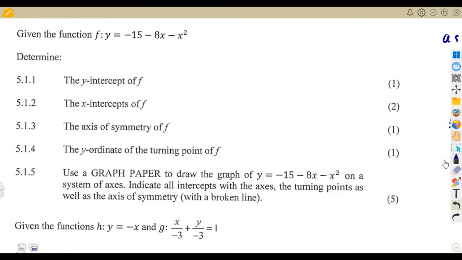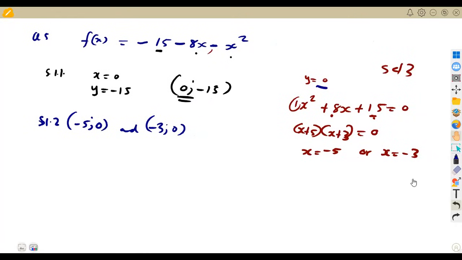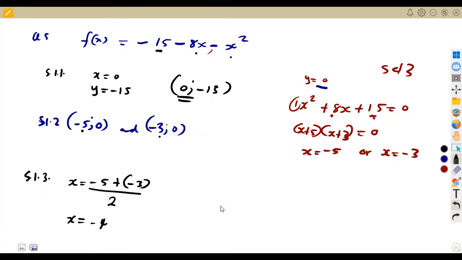All right. Then we move on to 5.13, the axis of symmetry of f. Okay, 1 mark for that. The axis of symmetry is where your graph is going to be divided into two equal parts. So we can find it from the solutions. You can take the values of x at the solutions, minus 5 plus minus 3 over 2, which is the average of these values. So our x there is going to give us a negative 4, all right?